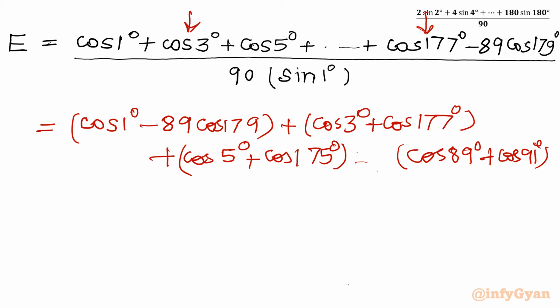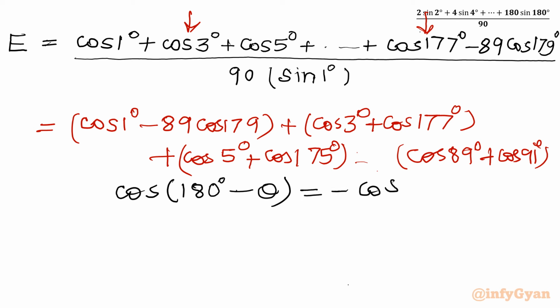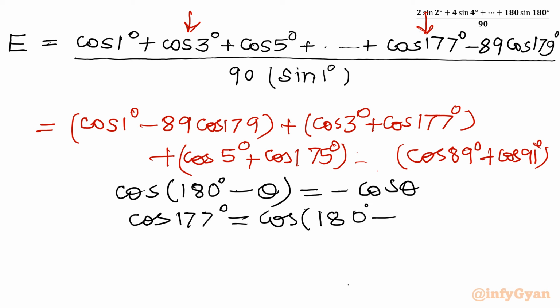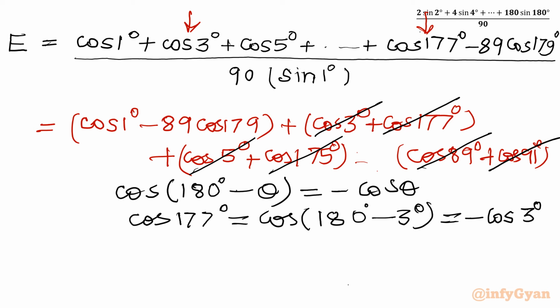So if you see, I will write one property: cos of 180 degrees minus theta is equal to minus cos theta. So for example, cos 177 degrees, we can write as cos of 180 degrees minus 3 degrees, so it will become minus cos 3 degrees. So these two terms will be over. Similarly, cos 5 and cos 175 will be over. Cos 89, cos 91 will be over. Only one term will be left, and our denominator.